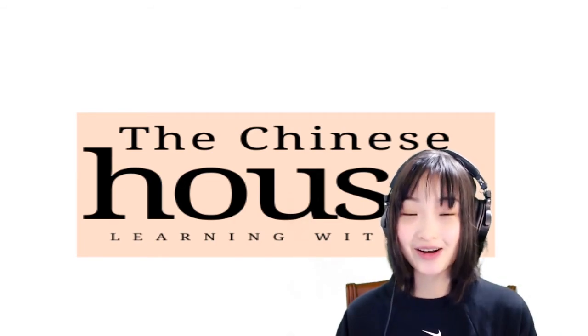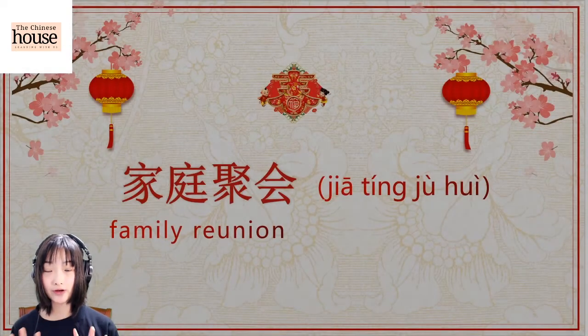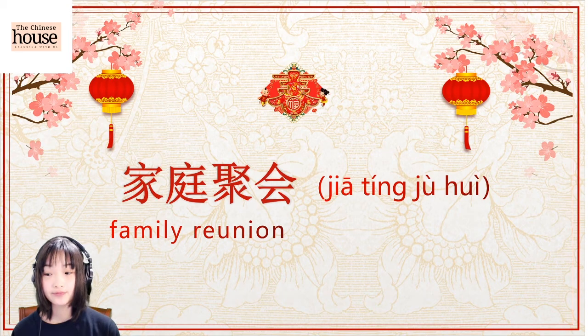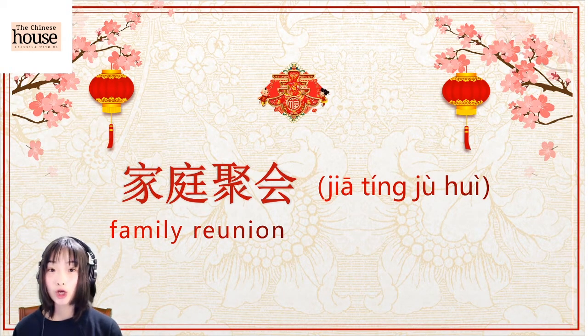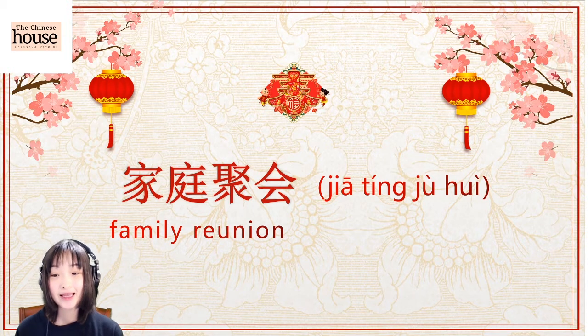Anyway, let's start our course today. So first, these four new characters. 家庭聚会. I think we have learned 家庭 in family before, family members before. 聚 means gather together, and 会 means meeting or party. So this is literally a family party.